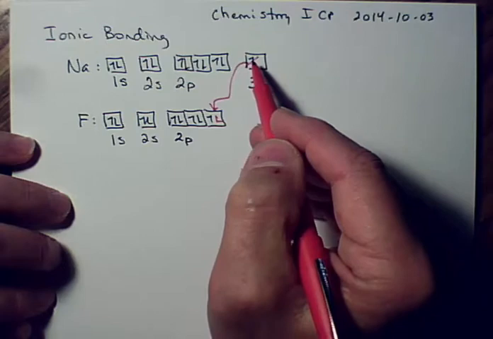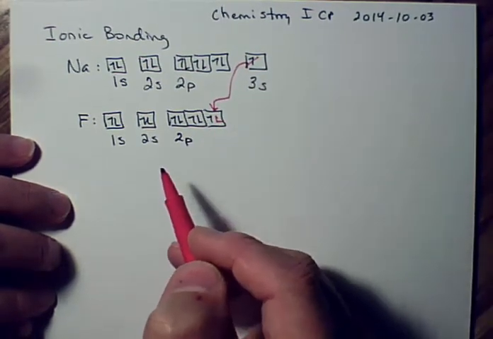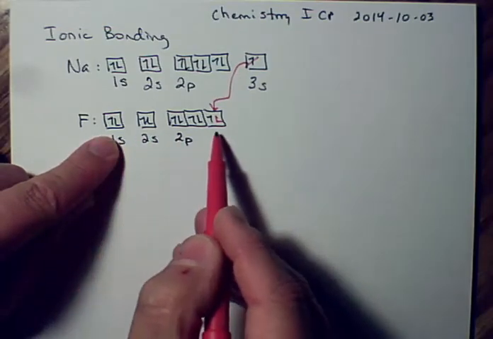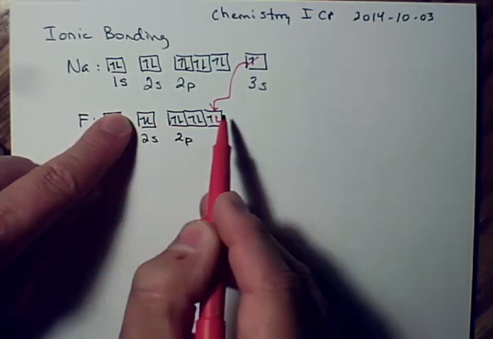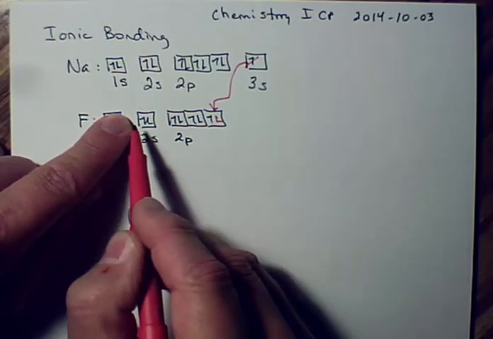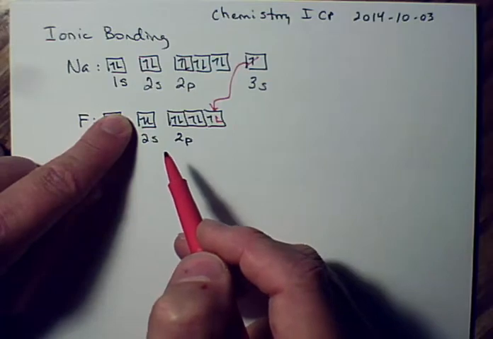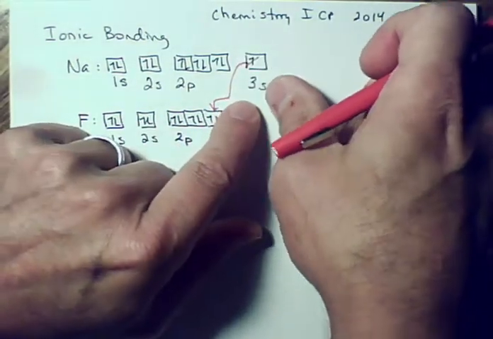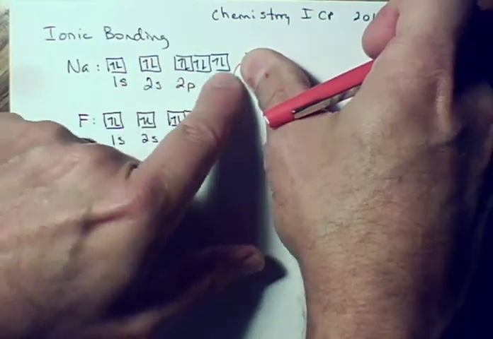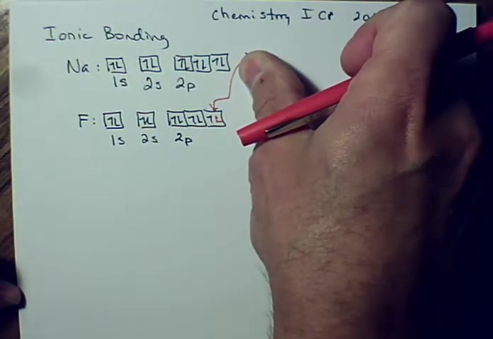Sodium's electron then can leave this orbital and join up there. What that does is it gives fluorine a full energy level. Its valence level, its highest energy level, is now full of electrons, which is what it wants. And sodium has given up an electron in its highest energy level, leaving it with a full outer energy level, stabilizing the whole system.